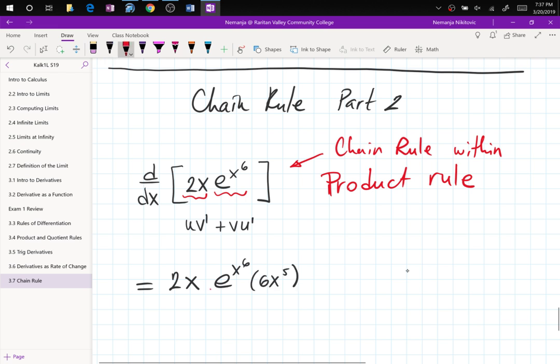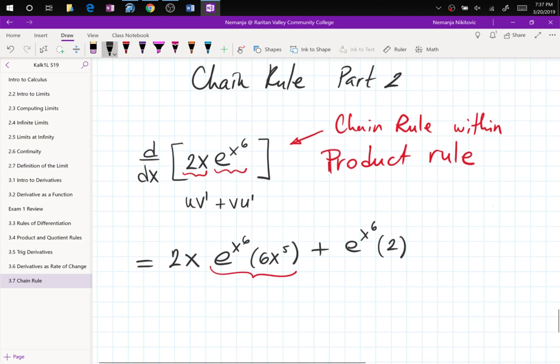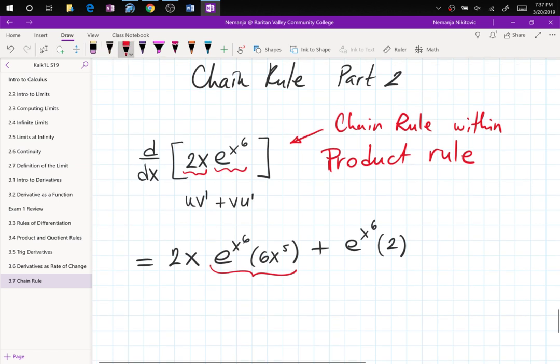So this part was our chain rule. And then we have plus copy the second, e to the x to the 6, times derivative of the first, which is just 2. So now let me go u, v prime, v, u prime. We can kick out 2e to the x to the 6, and what's left is 6x to the 6 plus 1.